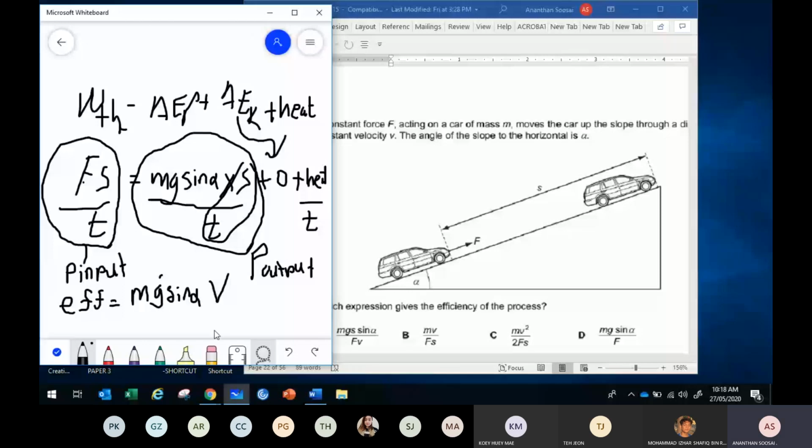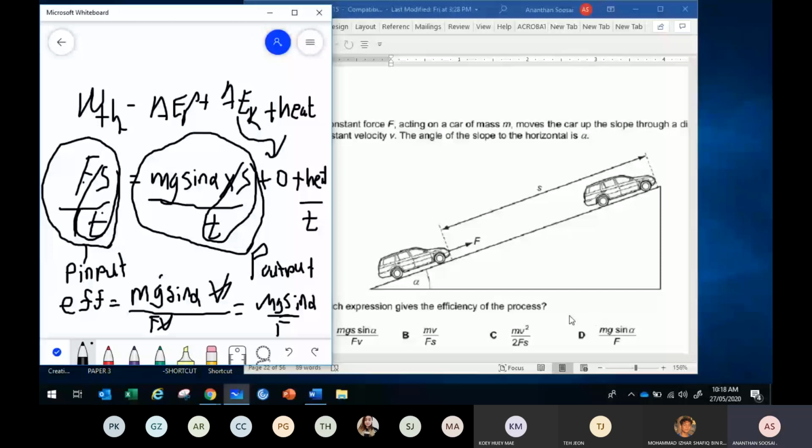FV. The S over T here is also V. So it becomes FV. So in the final answer, V and V cancel. So the answer should be mg sine alpha over F. Yeah, F. So the answer should be D. D should be the answer. Okay, so this is how the working should be.